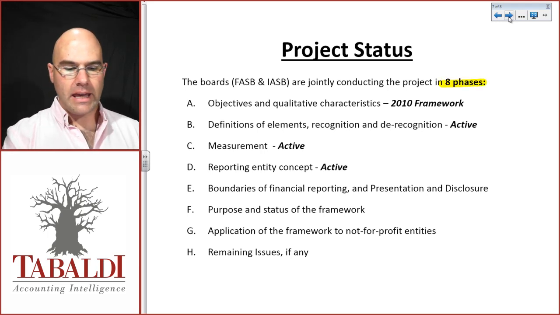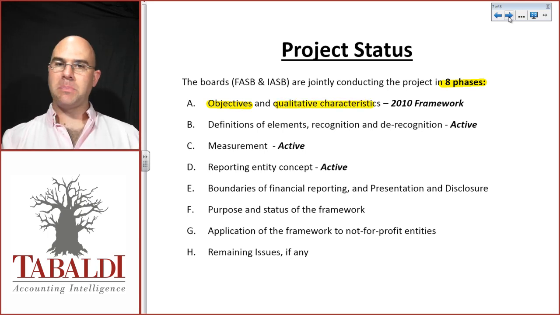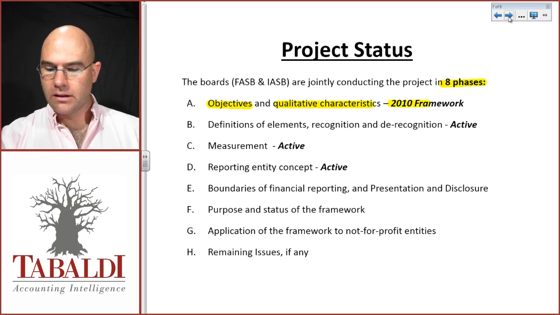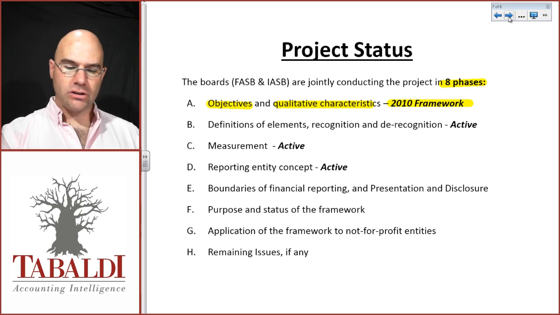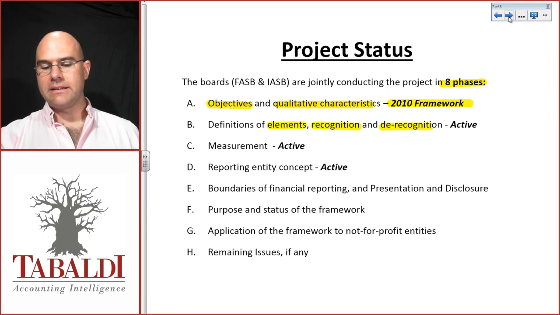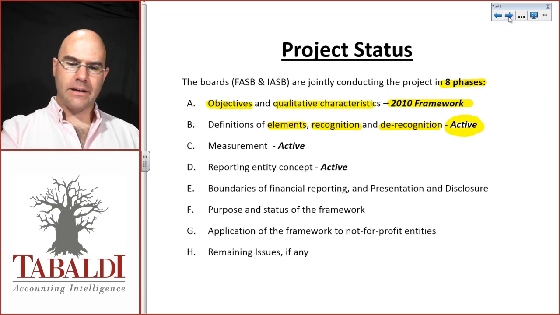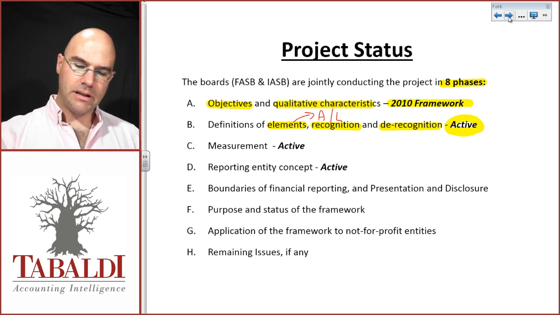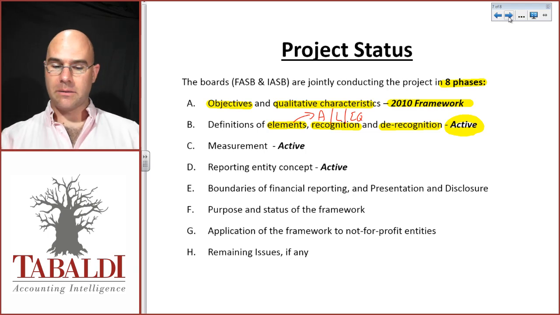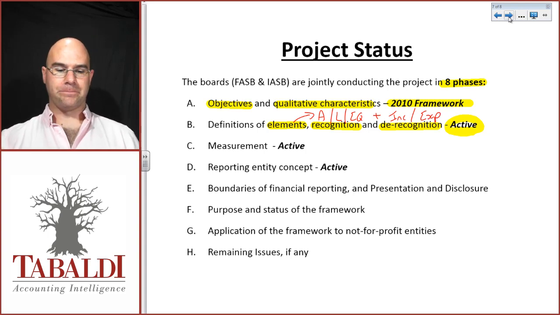The first phase, namely the objectives and the qualitative characteristics, has been completed, and that was fully effective from 2010. So we'll call that the 2010 framework. The definition of elements, recognition criteria, and derecognition is still active. Remember, when I'm saying elements and element definitions, I'm talking about assets, liabilities, equity on the statement of financial position, and income and expenses for the financial performance side.